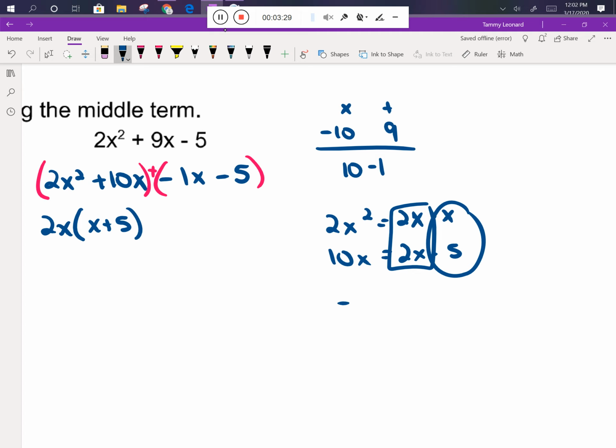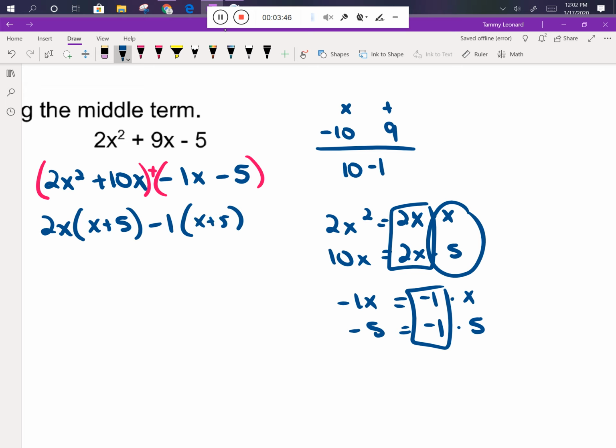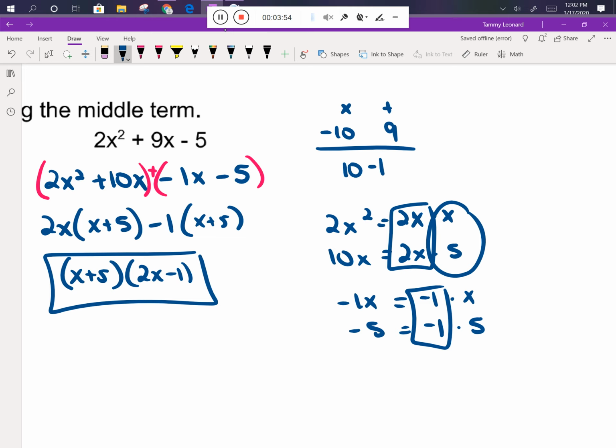Next, we have negative 1x and negative 5. Those just have a negative 1 in common. And the top needs to multiply by an x, and the bottom by a positive 5. So we'll factor out the GCF of negative 1 and leave in parentheses the x plus 5. They have the binomial factor of x plus 5 in common, and that leaves behind a binomial of 2x minus 1. Now let's look at the last problem on the page.